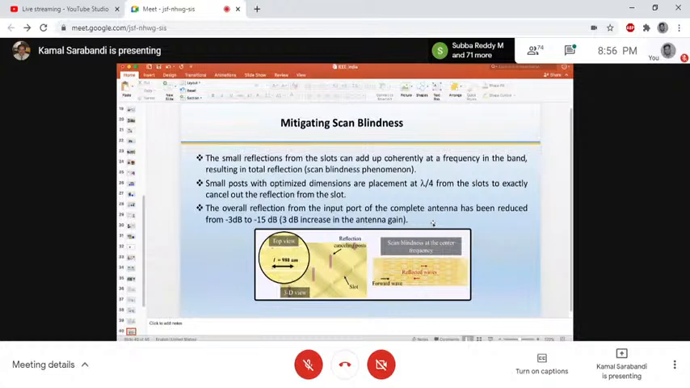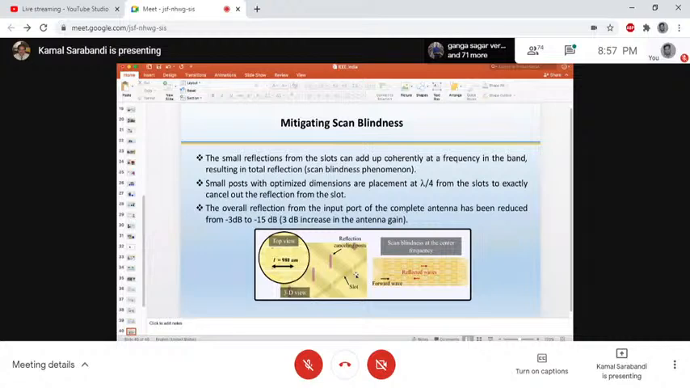When you're dealing with this type of very large number of arrays, especially over a very wide frequency, there is a phenomenon known as scan blindness. Scan blindness is a phenomenon that happens at certain frequencies. When you have these slots that couple energy from the waveguide to the patch antenna, you're creating a mismatch inside the waveguide. There will be a little bit of reflection there. If you have 50 of them, at some frequency all 50 of them may be in phase, and then they add up coherently, and at that frequency the entire signal is reflected, and the array doesn't work.